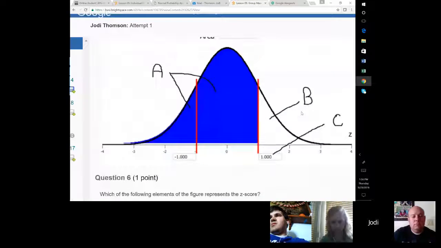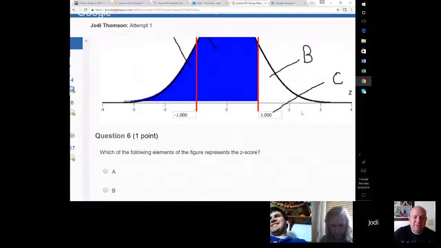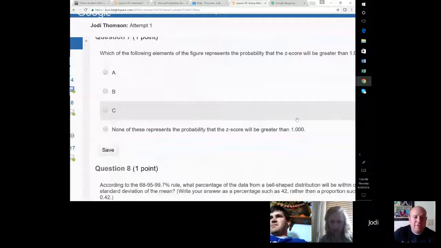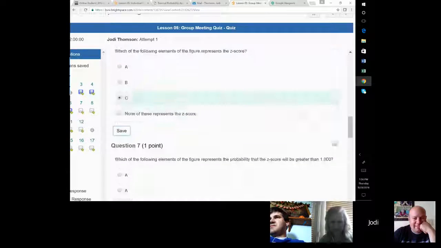Okay. Use this image to answer the next two questions. Which of the following elements of the figure represents the z-score? Oh, yeah. I guess that would be C. Well, I thought we were going to actually have to do calculations. Well, there's 18 questions, so maybe it's still coming. Okay, which of the following elements of the figure represents the probability that the z-score will be greater than 1? So that would be B, the P area. Yeah. Okay.